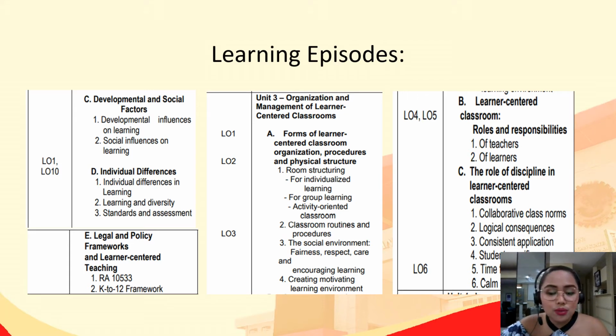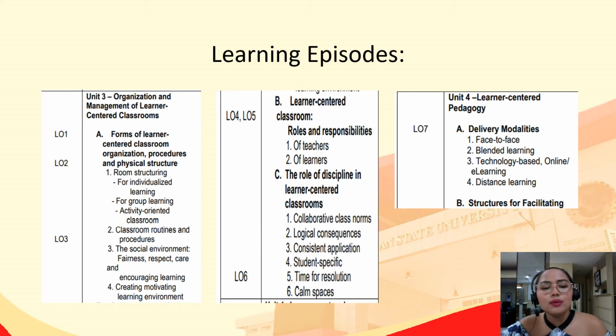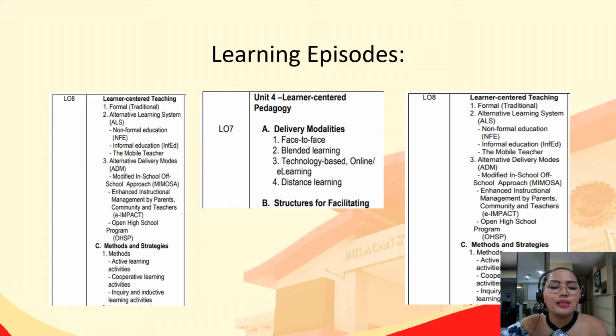Aside from the look of the room, we will see the importance of these things. We will also have the organizational management of learner-centered pedagogy. Especially now, we have different delivery modalities aside from face-to-face: blended learning, technology-based, online e-learning, and distance learning. Now, we also have hybrid learning. So, that is our addition. We will look at what hybrid learning is.